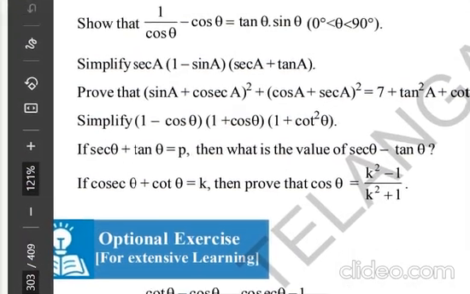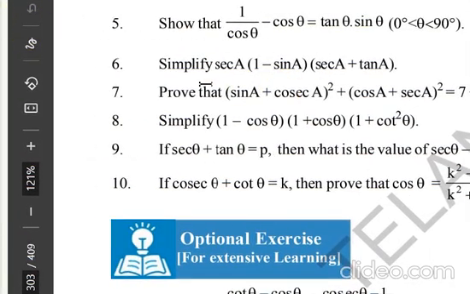So simply, you should know which formula to use and at what point. So question number 7 is complete. Question number 8.